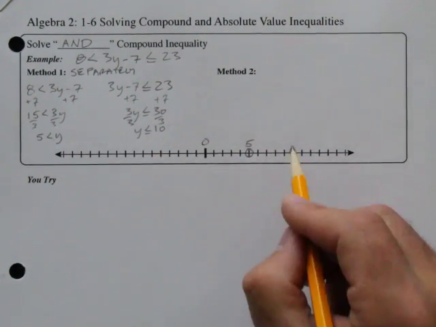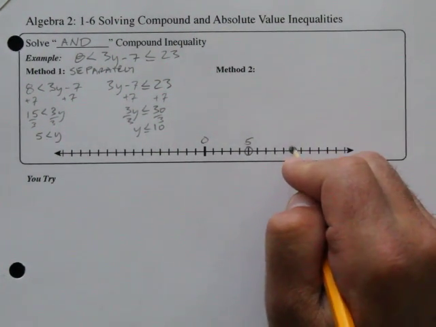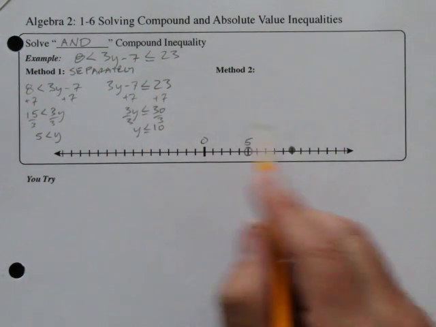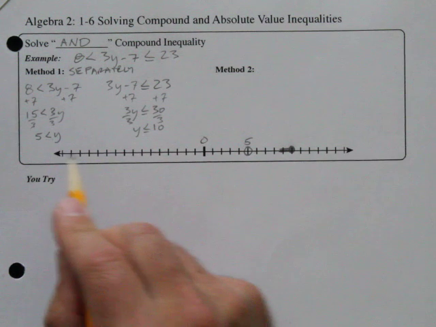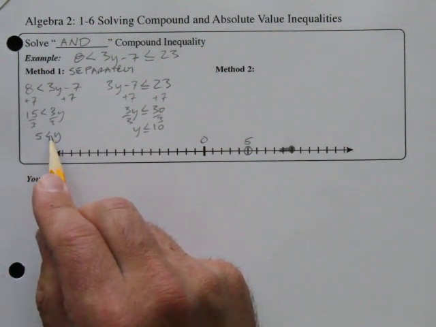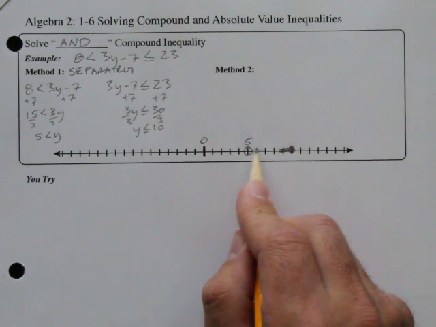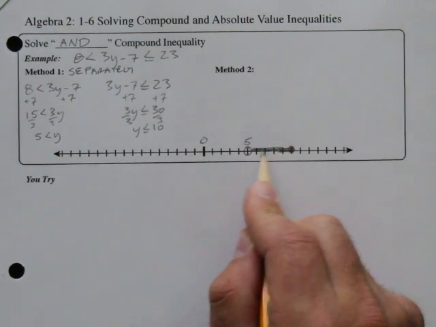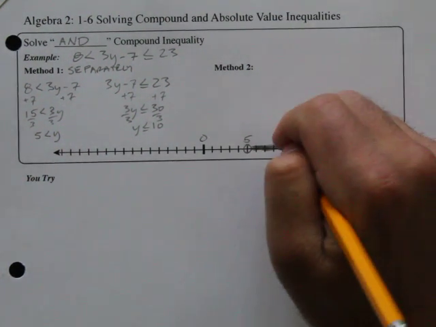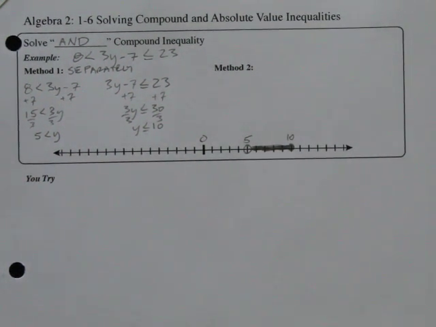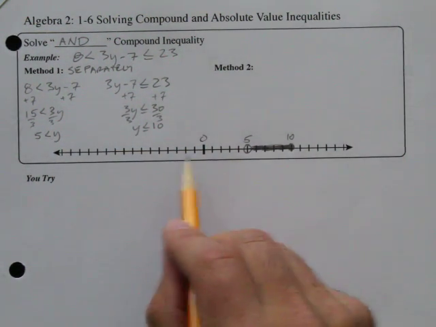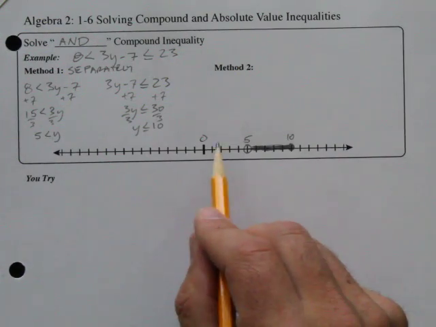Now let's look at this here to see where we should draw our arrows. Y is less than or equal to 10, so I'm going to go this way. 5 is less than y, or y is greater than 5. So y is greater than 5 and less than or equal to 10. Here we go. That is how we're going to shade that in. So that's method 1. And the graphing part of that is going to be similar either way.